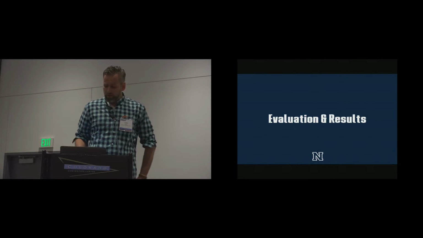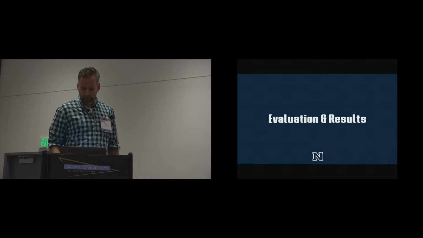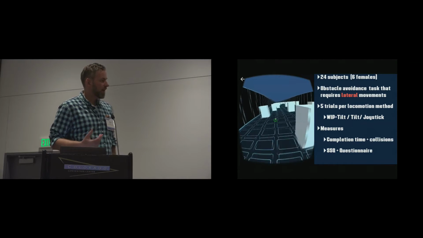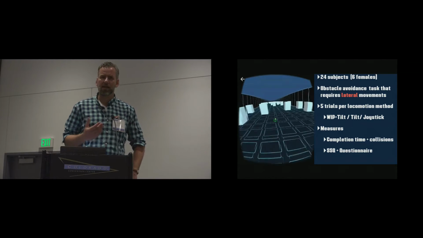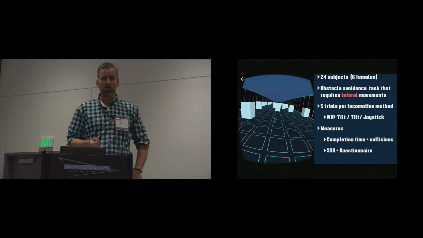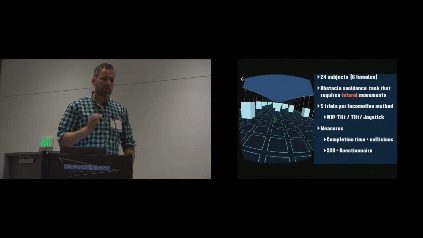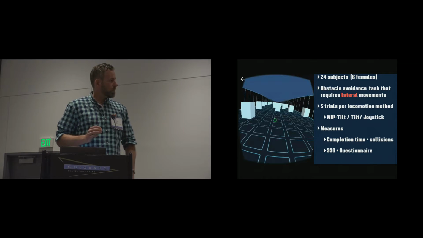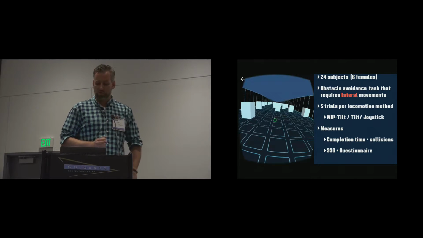So we did a user study to evaluate the effectiveness of head tilt. We designed a navigation task inspired by a standardized task for testing bipedal robots. We figured that should work for humans too. It requires navigating through a corridor while avoiding obstacles, so that does involve lateral motions.